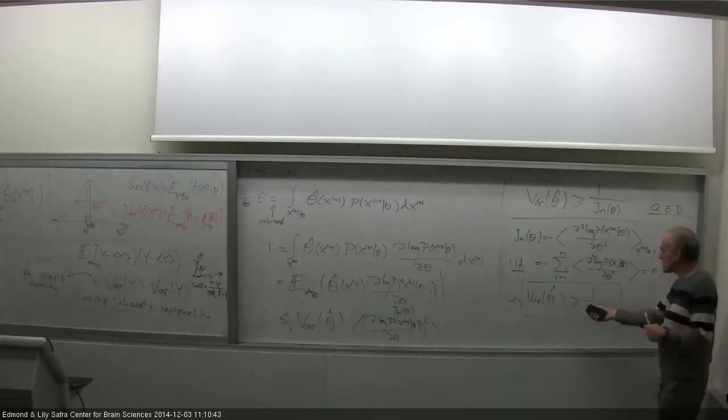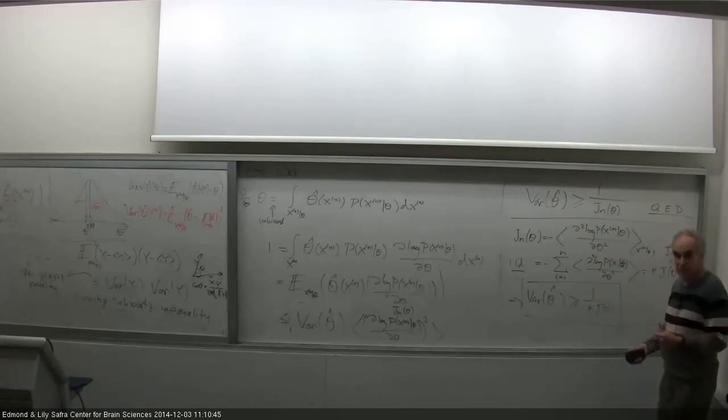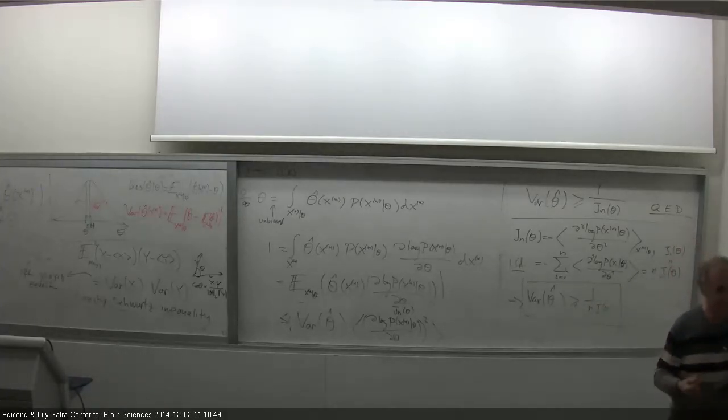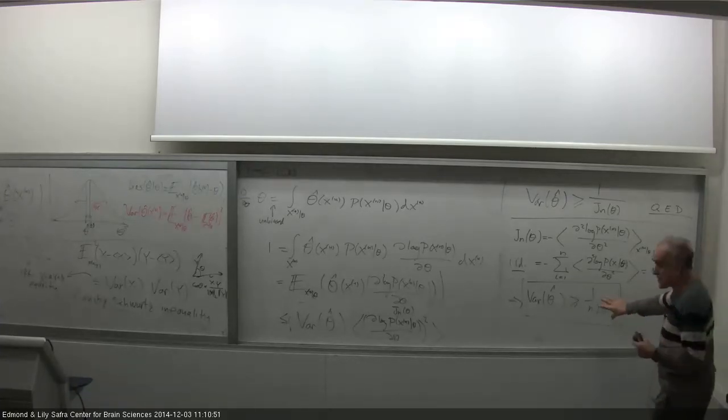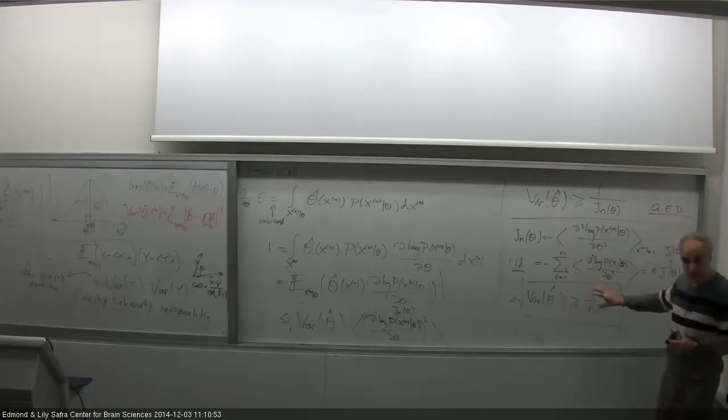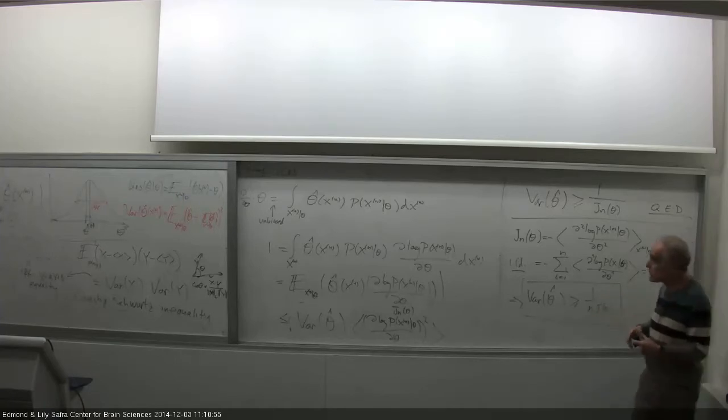Now, two questions that you want to ask. What type of estimator will achieve this inequality? This is the minimum variance estimator. So this is the minimum possible variance. I cannot go below this. It's a property of my parametric distribution.